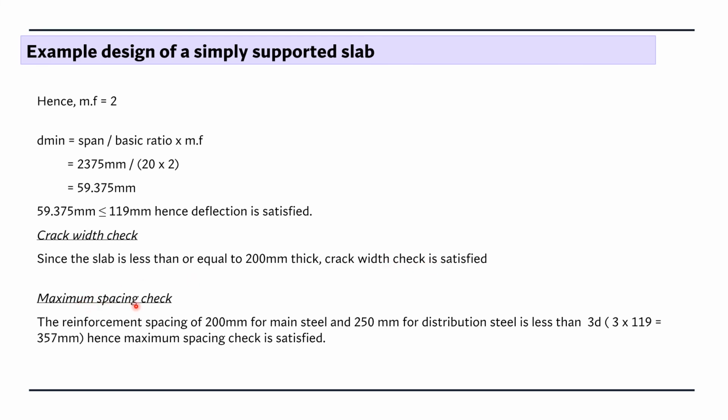Maximum spacing check. The reinforcement spacing of 200 mm for steel and 250 mm for distribution is less than, of course, 3d. So you'll see how it was calculated. Hence, maximum spacing check is also satisfied.